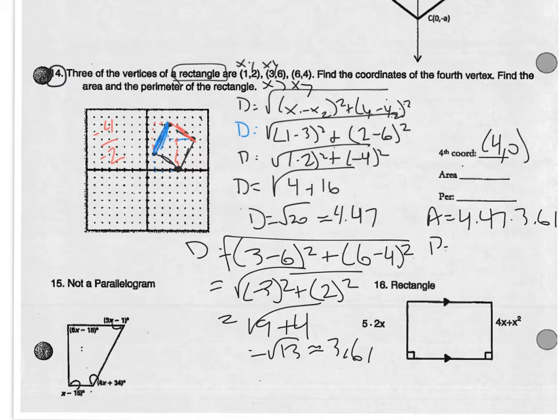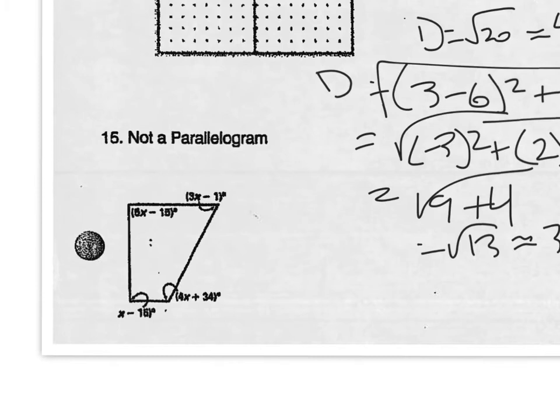And my perimeter, you add 2 of the 4.47s, and you add it to 2 of the 3.61s, or adding up all 4 sides. And remember, we know opposite sides are congruent, so that means only 2 of them. So 4.47 times 3.61 is approximately 16.14 units squared. And then for the perimeter, I have 2 of the 4.47 sides plus 2 of the 3.61 sides. That's going to give me approximately 16.6 units. Okay, we also have question 15.